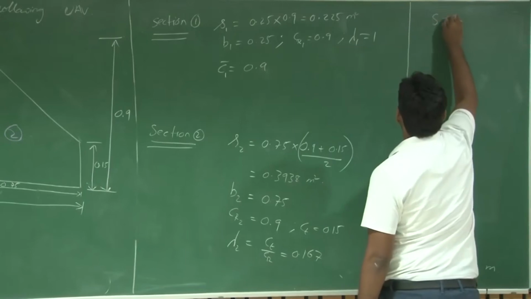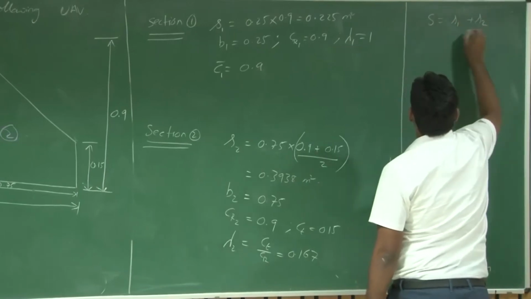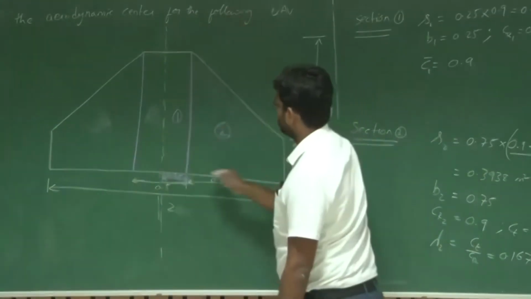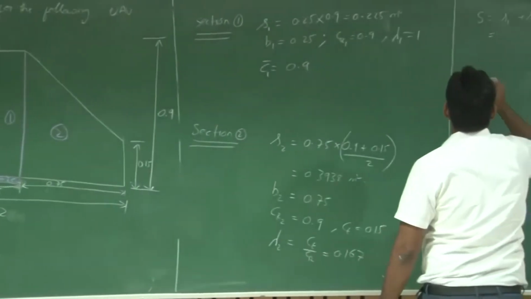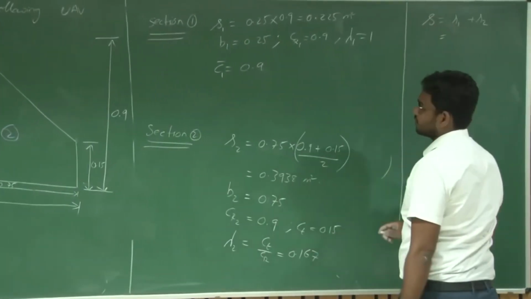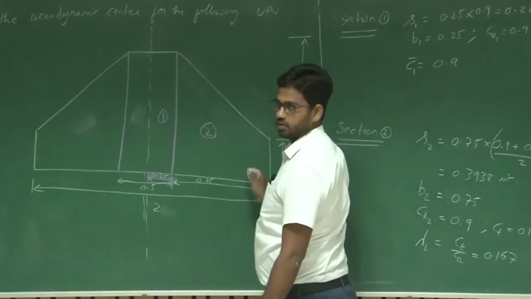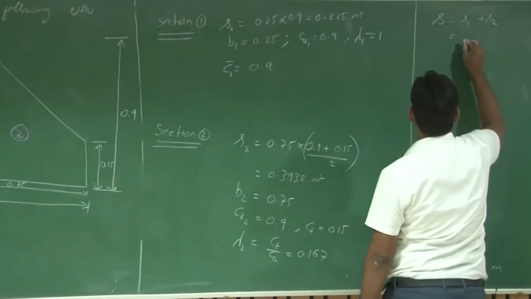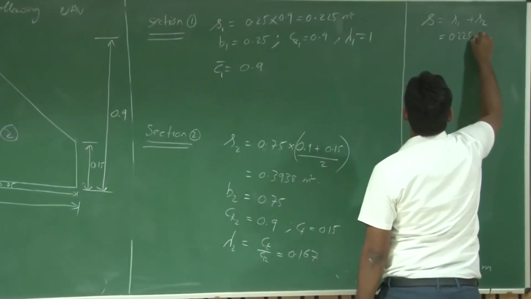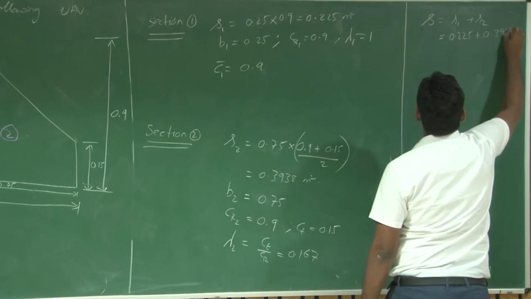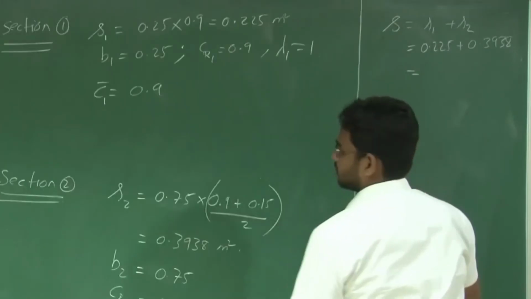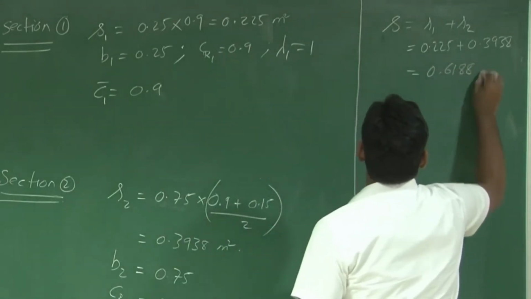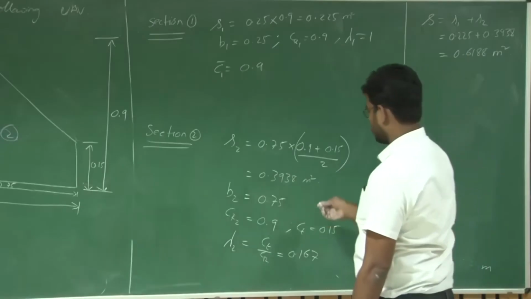Now, what will be the total area? It's S1 plus S2, right? Total area of this half, or say S represents the half area of this wing, right? This equals S1 plus S2, which is 0.225 plus 0.3938, which is equal to 0.6188 meter square. Now what is C bar for this configuration?